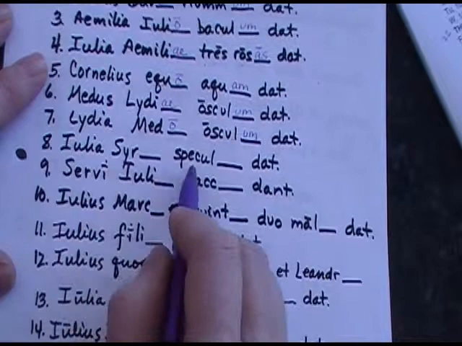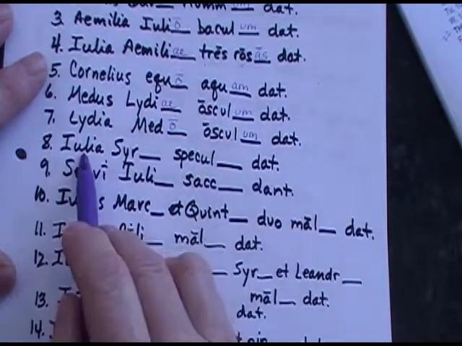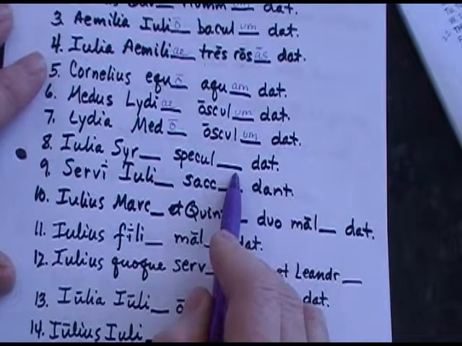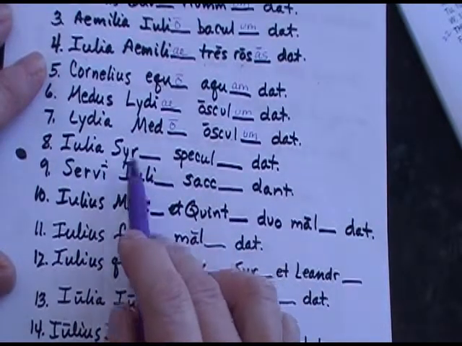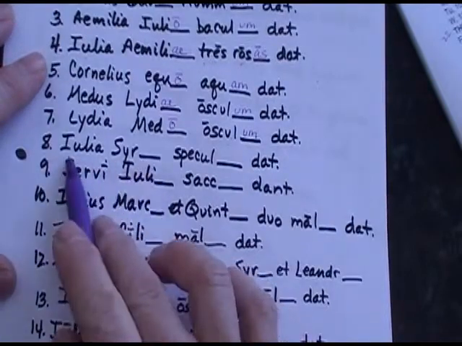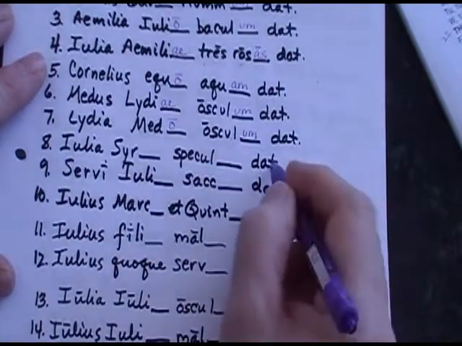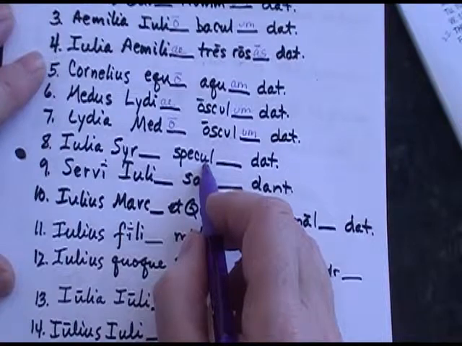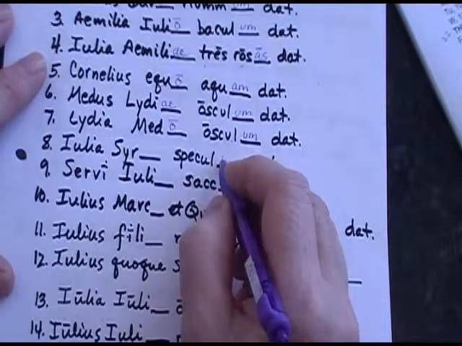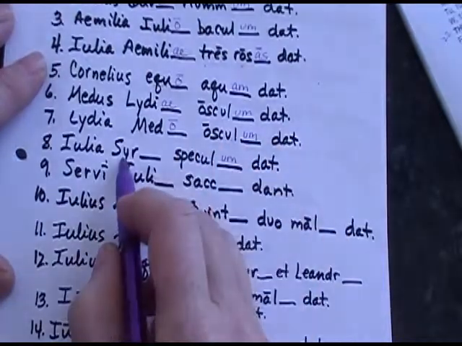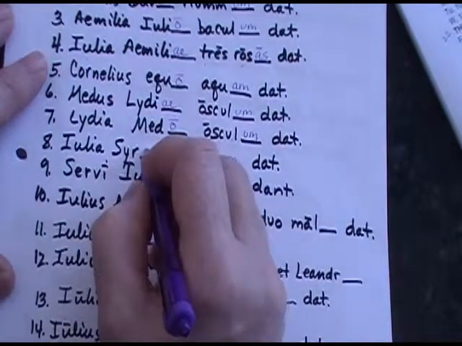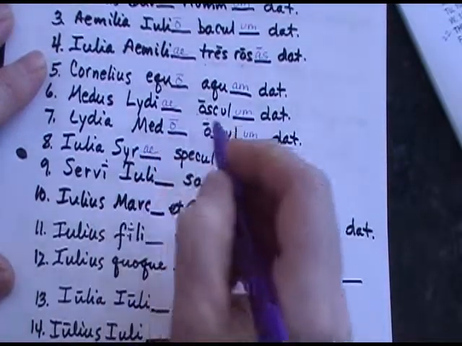Number 8, Iūlia Syrae speculum dat. Julia gives the looking glass to Syra. Remember, this is Syra, not the other one, because that happened actually in our chapter. So this word is speculum. It's neuter, so the accusative is speculum. Syra, so the dative we need here is ae.